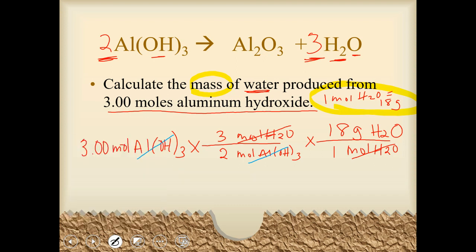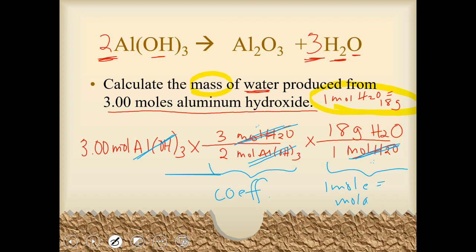You can see how we're getting these labels to divide out. In every step, whatever the label is on the top, that's going to be the label on the next step on the bottom. In every step also, the top and the bottom are equal. Here we have the coefficients from the balanced equation. And here we have 1 mole is equal to the molar mass, which of course depends on the substance.